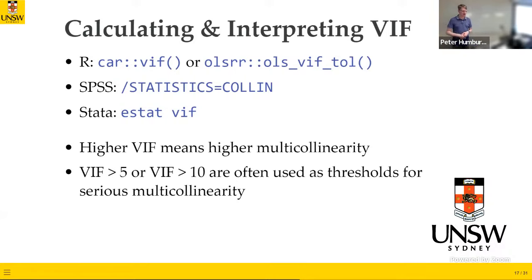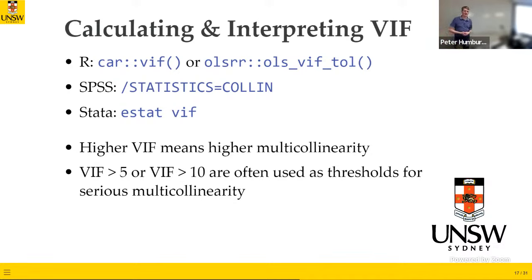And if you do this, you'll get a number. It will output one number for each predictor in your model, and the higher that is, the more collinearity there is. Typically, values above 5 and certainly above 10 are considered to be high. And if your VIF is above those, then that's generally considered a sign that there is enough multicollinearity that you need to do something about it.